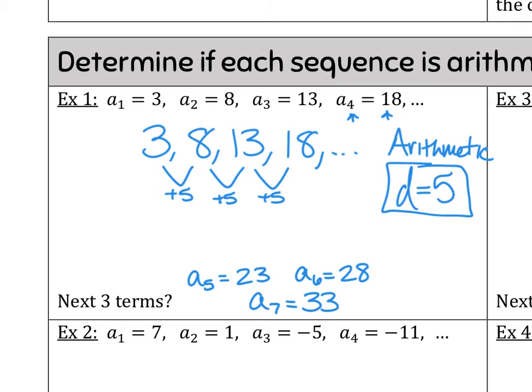Oh, so after you get the ones that it gives you, just do the next 3? Oh, yeah, I can just keep the pattern going to find the next 3 numbers. Yeah, exactly. Okay, so that's the first type of sequence that we're going to have.